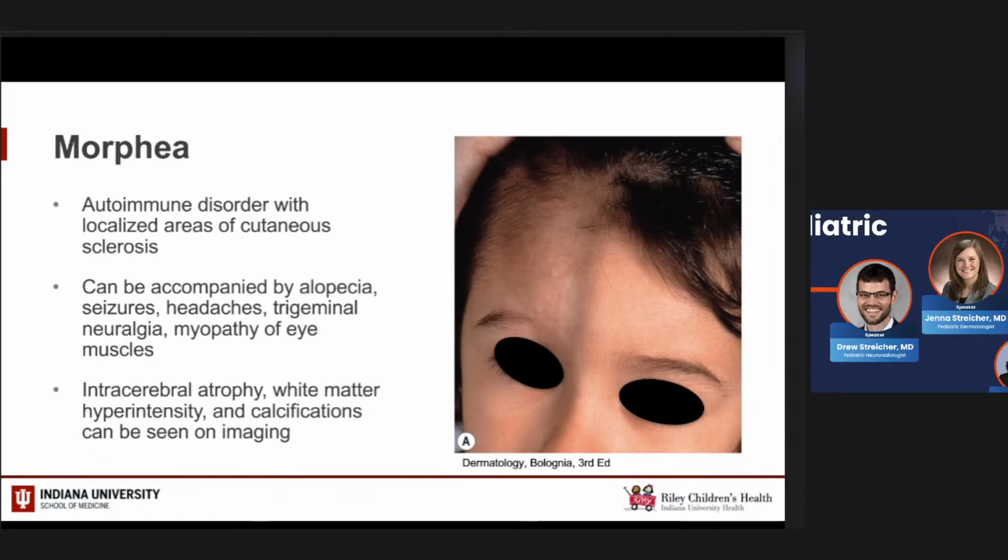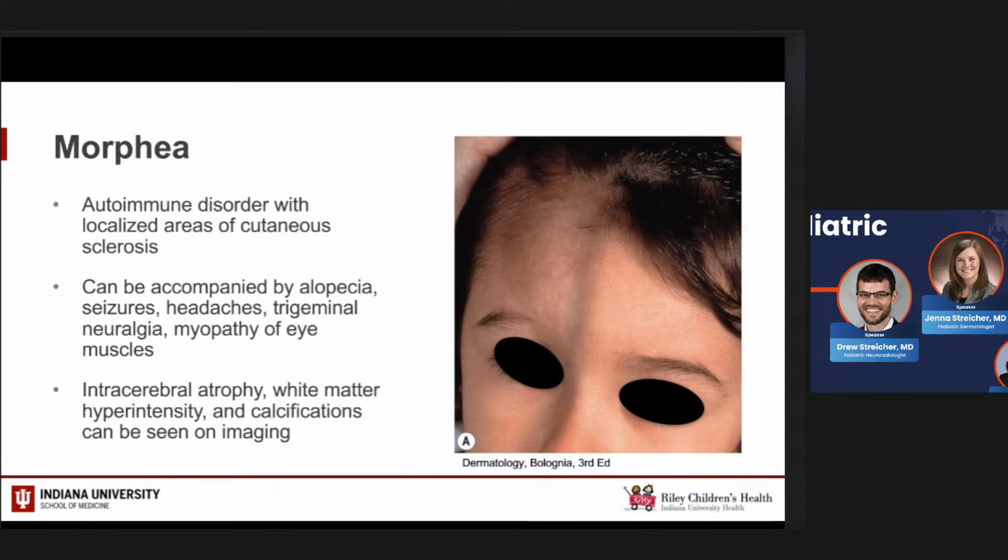And so morphea is an autoimmune disorder where you get these localized areas of sclerosis of the skin. What that means is that a child comes in to me and they have this, sometimes it can be really, really subtle. Sometimes it can be really impressive if it's gone unnoted. But when you feel the skin, it's bound down, it's thick. Sometimes it's hollowed out. And it can be accompanied by hair loss. They can have seizures, headaches, trigeminal neuralgia, issues with their eye muscles, and then intracerebral atrophy and white matter changes, which is why we tend to order imaging for these.